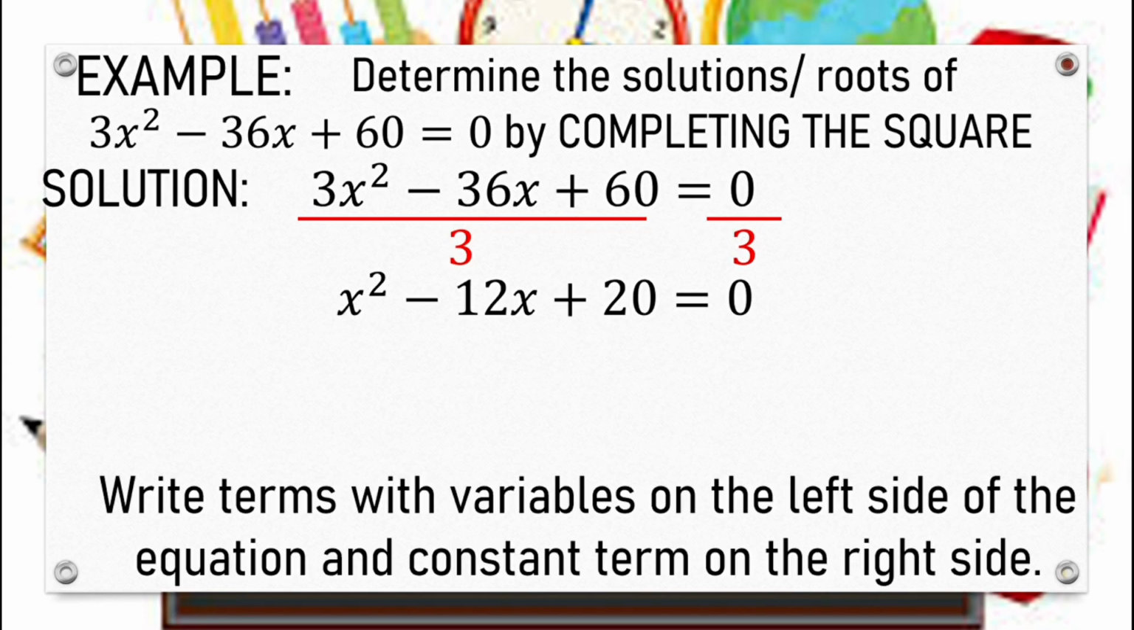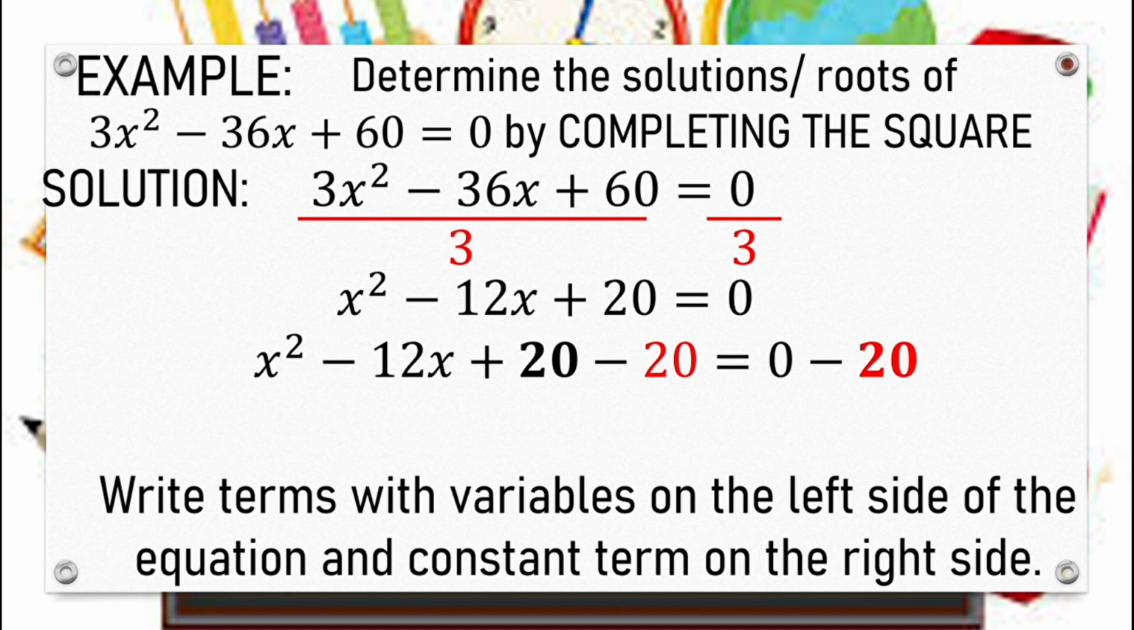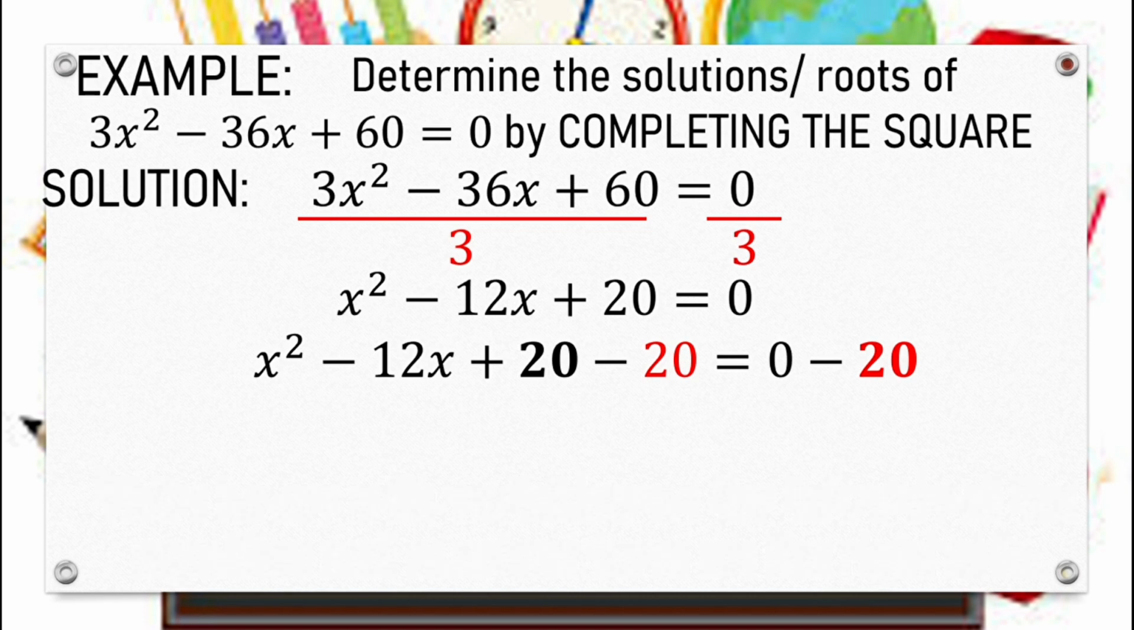Then, we will write terms with variables on the left side of the equation and constant term on the right side. This means 20 will be transposed to the right side of our equation using subtraction property of equality. We will eliminate 20 on the left side and transpose it to the right side of our equation. It leads us to x squared minus 12x equals negative 20.